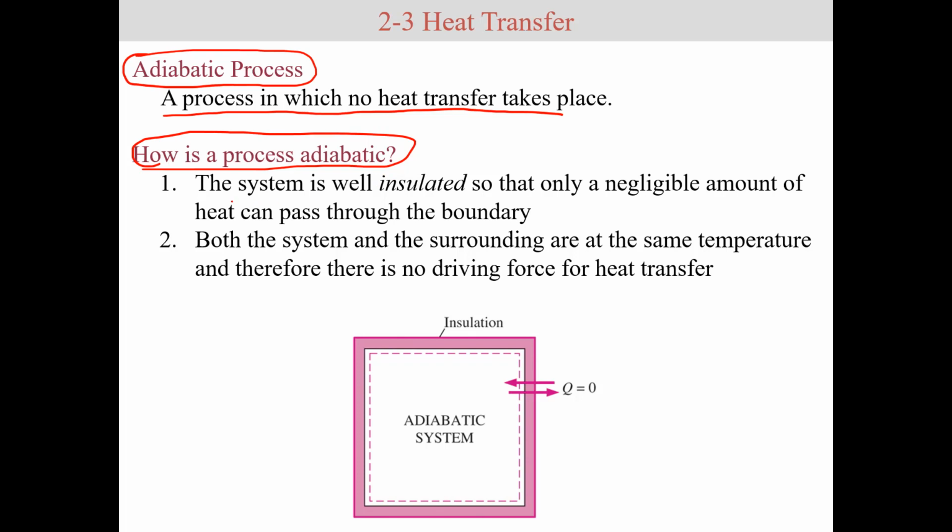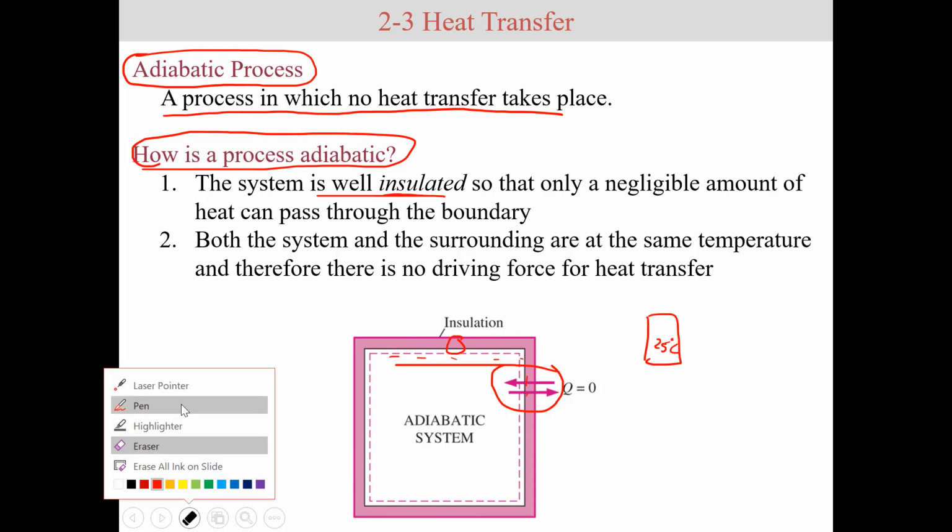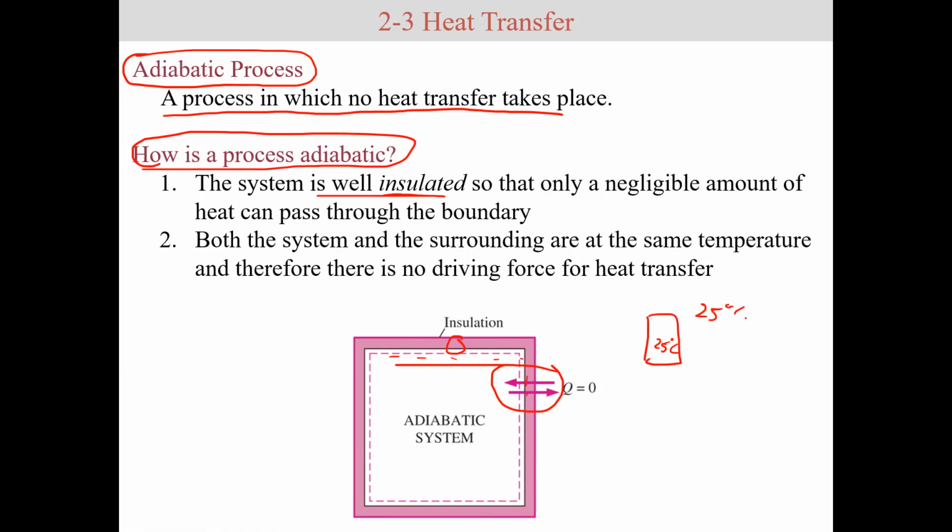Well, let's look at two cases here. If a system is well insulated, so that only a negligible amount of heat can pass through the boundary, the system is adiabatic, right? So let's say I have a system here. Here's the boundary, and it is insulated. No heat can cross the boundary because it is insulated, therefore it is adiabatic. Another way to look at it is if I have a system, and let's say the inside of the system is 25 degrees. Here's the boundary, right? And then the outside of the system, the surroundings, is at 25 degrees also. No heat transfer occurs because there's no temperature difference.